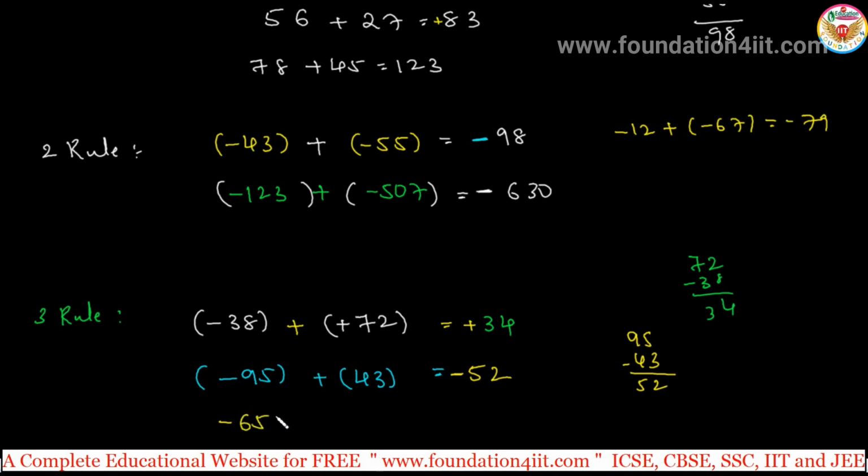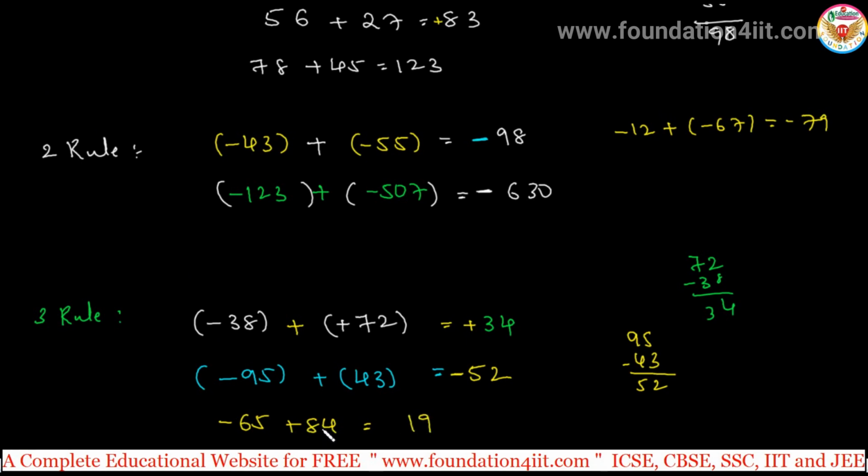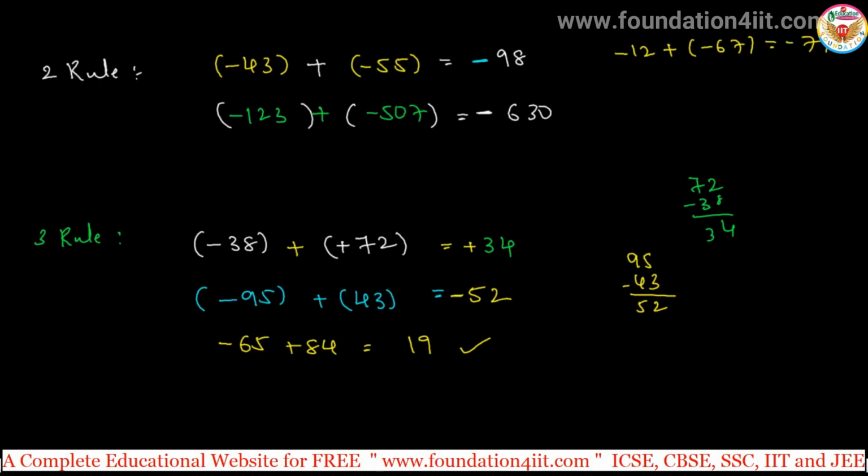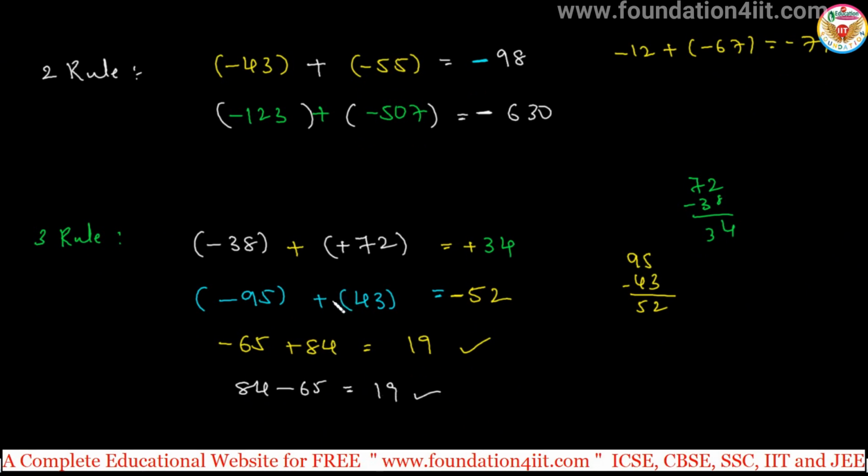Negative 65 plus 84. The greater numerical value is 84, the smaller numerical value is 65. From 84, you can subtract 65, which gives 19. Which is the bigger number? 84. So 84 is positive, so the answer is positive 19 only. That means minus 65 plus 84 is nothing but 84 minus 65, which is the same 19. This is the thing we have to follow.